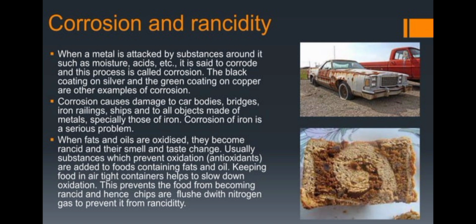When fats and oils are oxidized, they become rancid and their smell and taste change. Usually substances which prevent oxidation, antioxidants, are added to foods containing fats and oils. Keeping food in airtight containers helps to slow down oxidation. This prevents the food from becoming rancid, and hence chips are flushed with nitrogen gas to prevent rancidity.